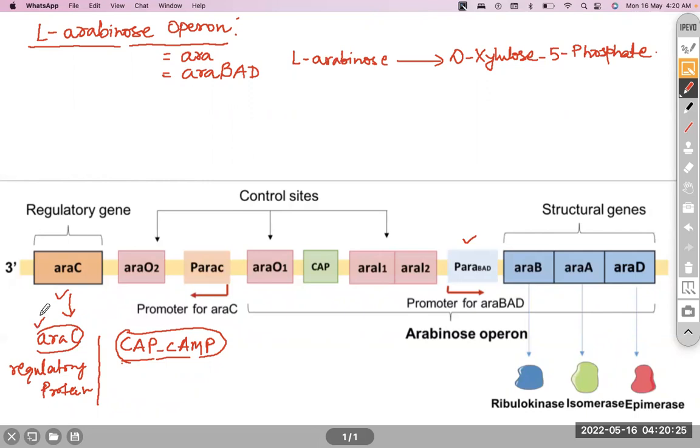Okay, because it is playing a dual role as an activator in the presence of arabinose and a repressor in the absence of arabinose. Okay.